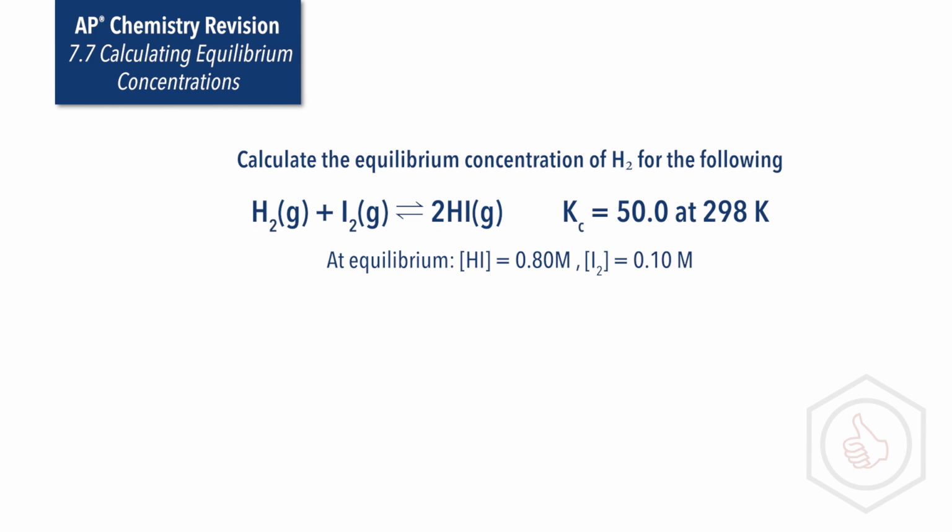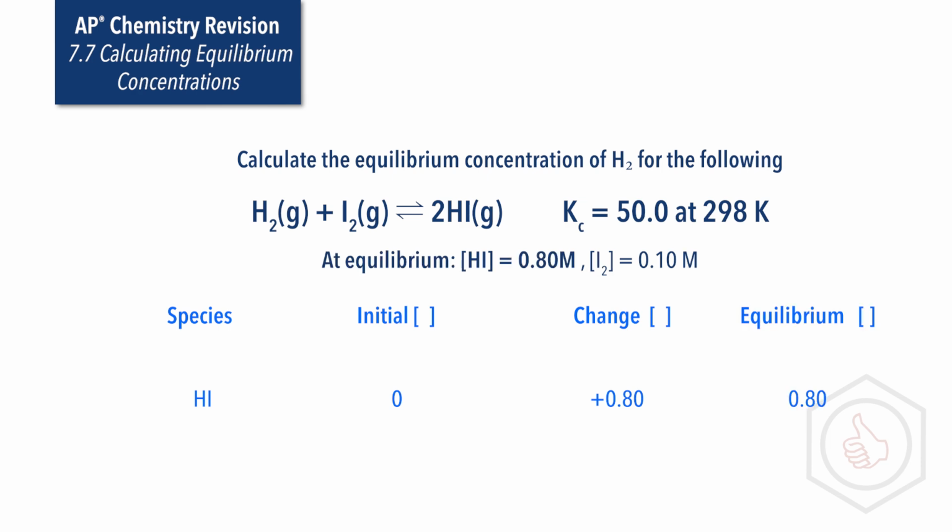Now, if we assume that the concentration of HI was 0 at the start, so we just reacted hydrogen and iodine together, the initial concentration of HI will be 0. However, its change will be positive 0.8 molar, because we know at equilibrium, its concentration is 0.8 molar. Equally, the I2 has an equilibrium concentration of 0.1 molar.